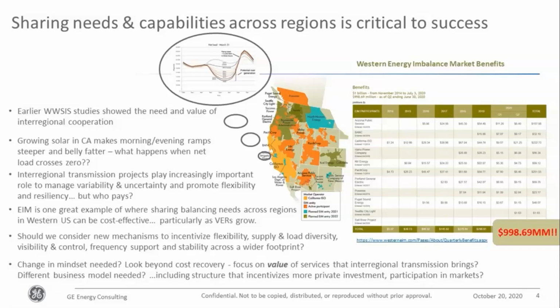Those things require a new set of mechanisms and thinking about new incentives that can share flexibility and supply and load diversity over a larger area. Visibility and control is obviously a much bigger thing as well, that if you can be visible to your neighbors and also have your neighbors be visible to you in terms of what you need for reliability, that's a key aspect.